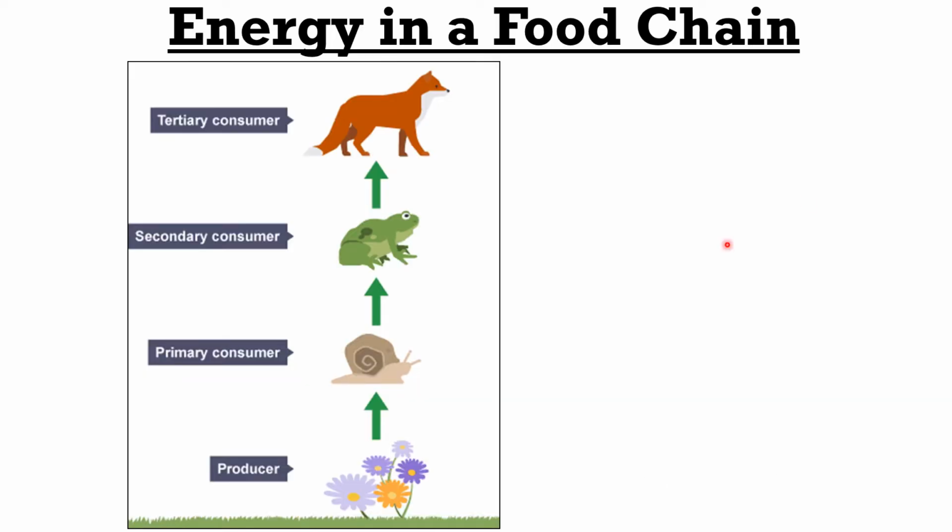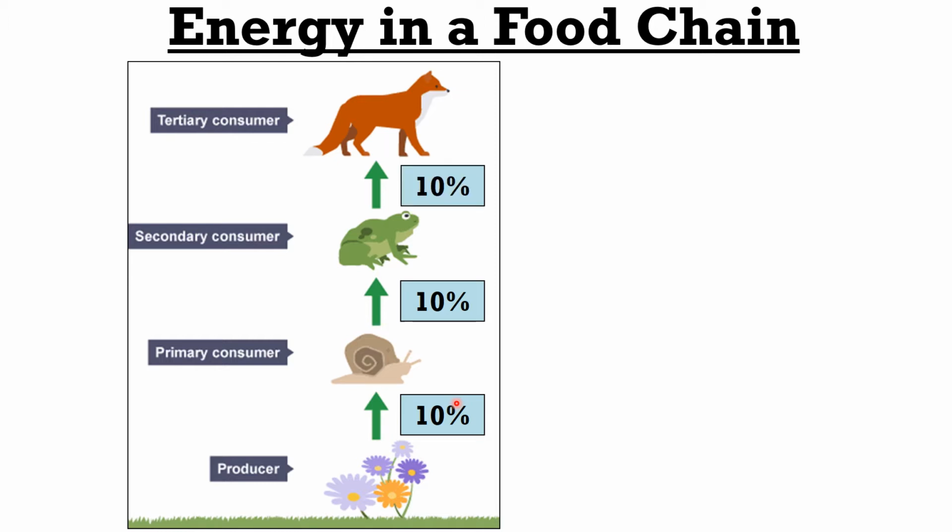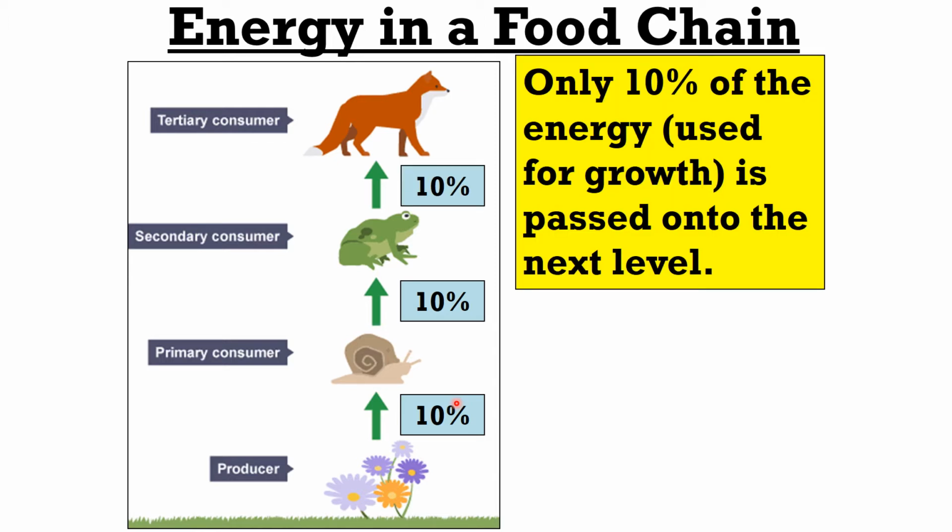So here it is, your classic food chain. You've got the producer at the bottom, and then you've got a primary consumer, a secondary consumer, and a tertiary consumer. And as you know from doing food webs and food chains, you hopefully remember that the arrows represent the flow of energy. And the numbers here that I'm just putting up represent the amount of energy which is going through each point in the food chain.